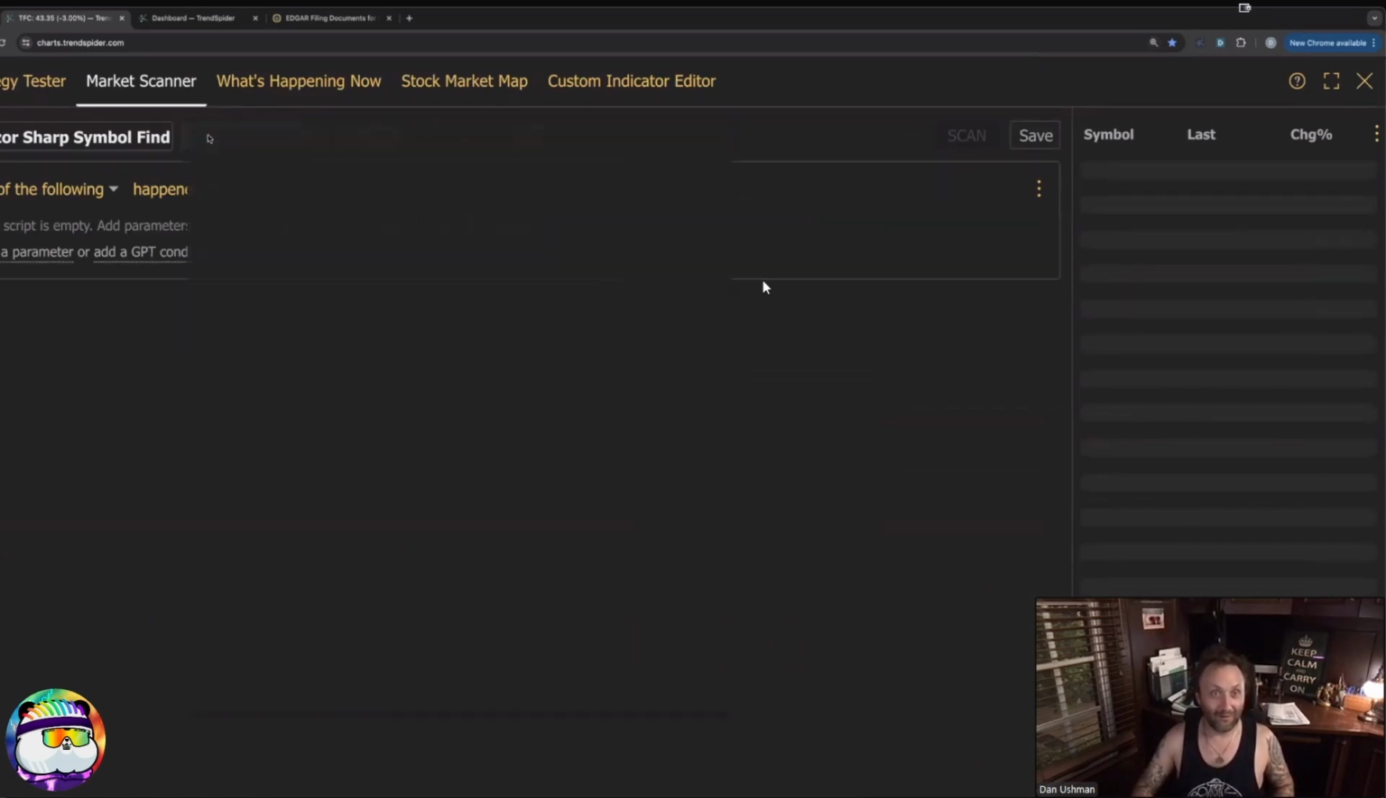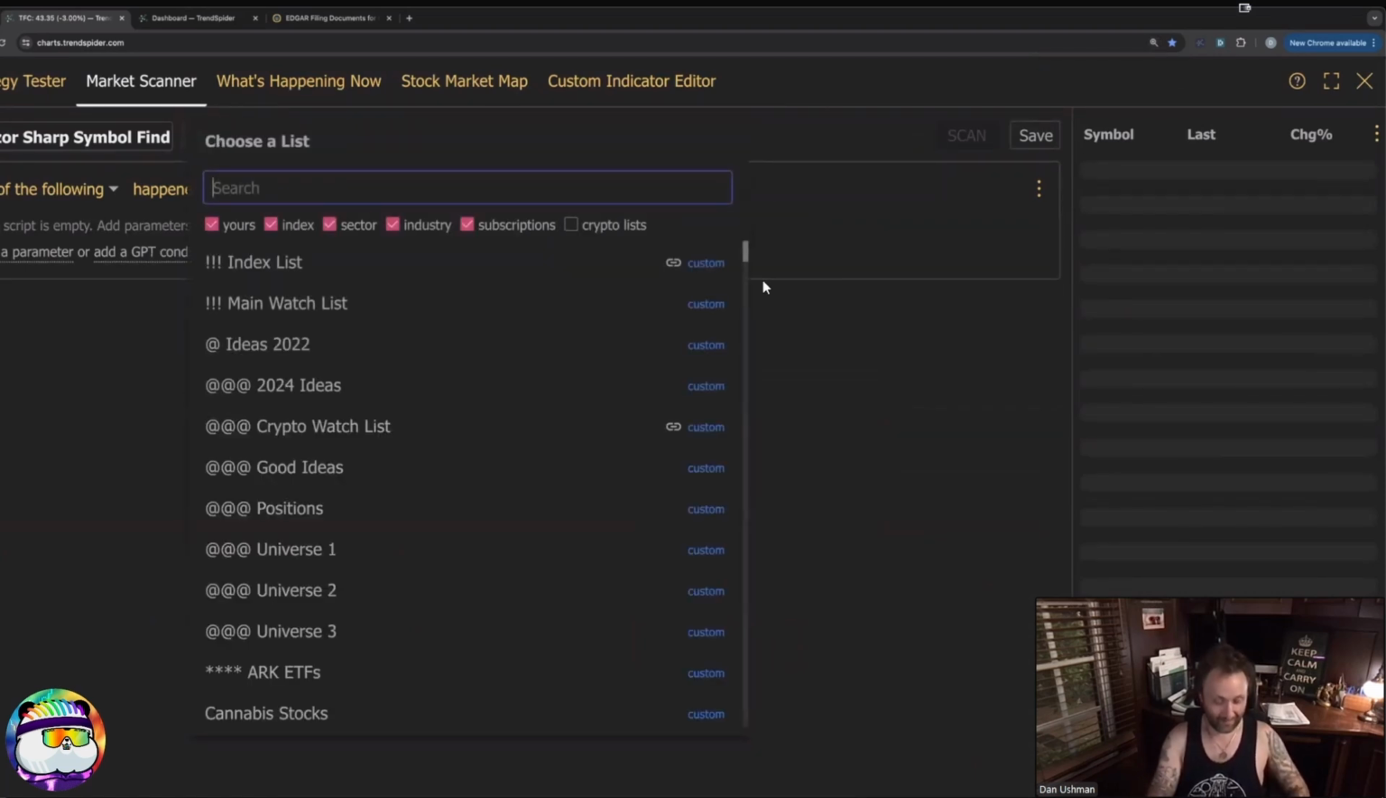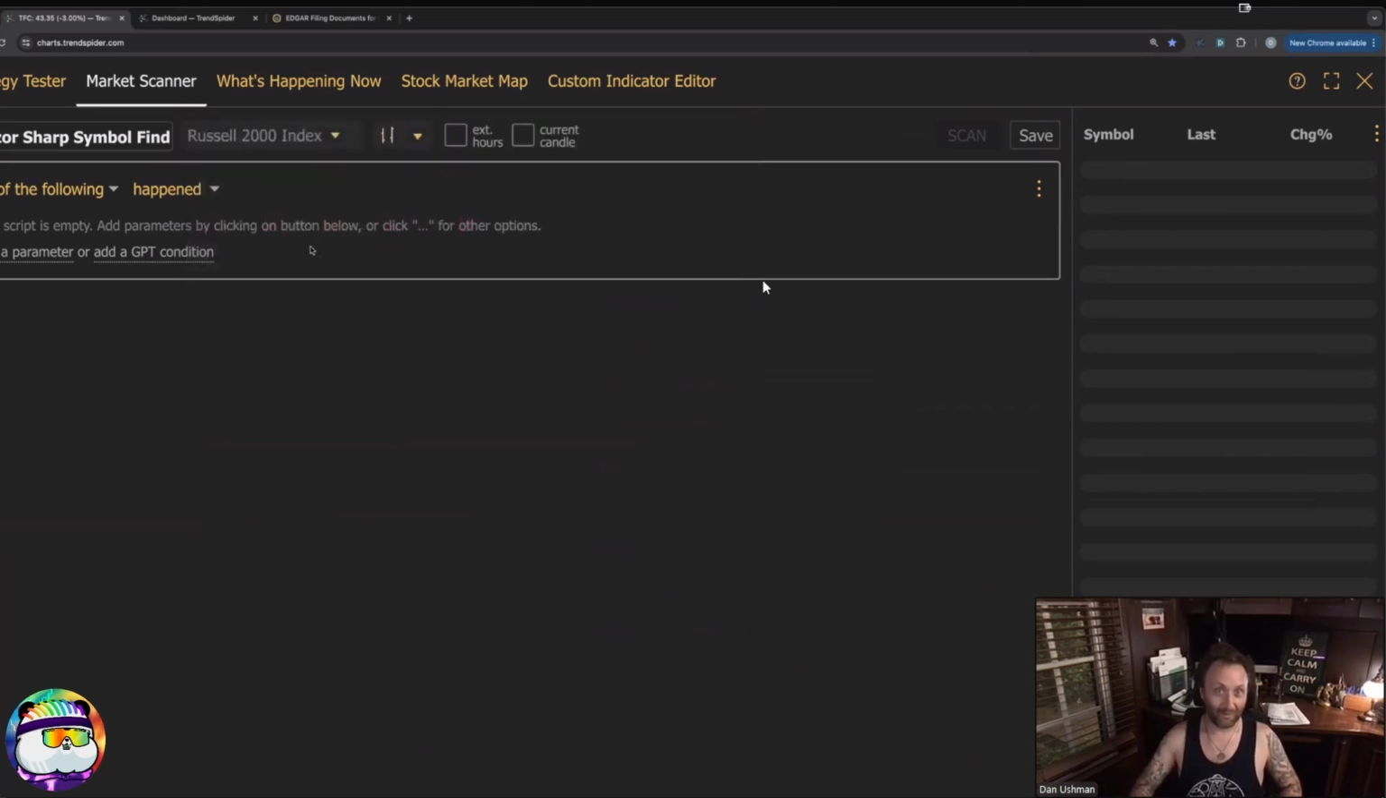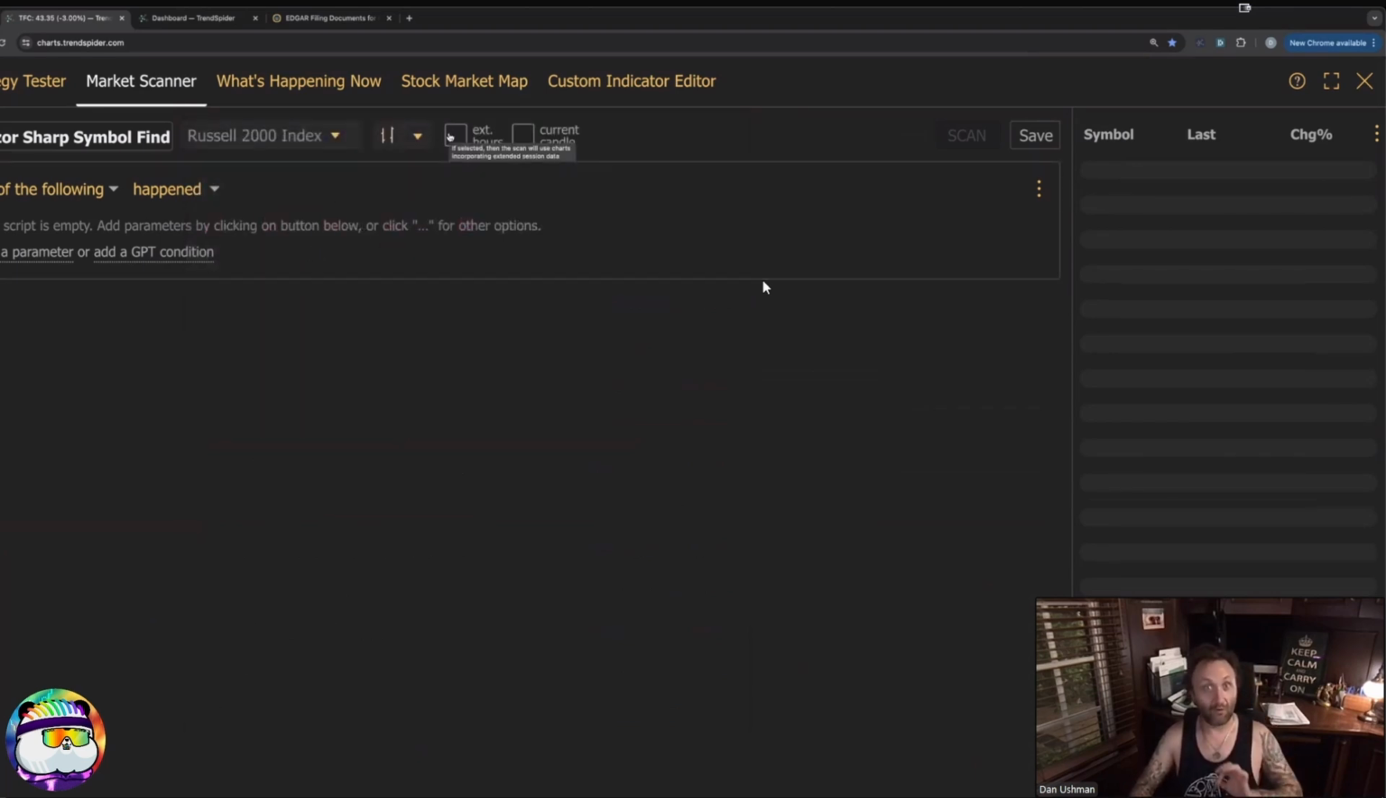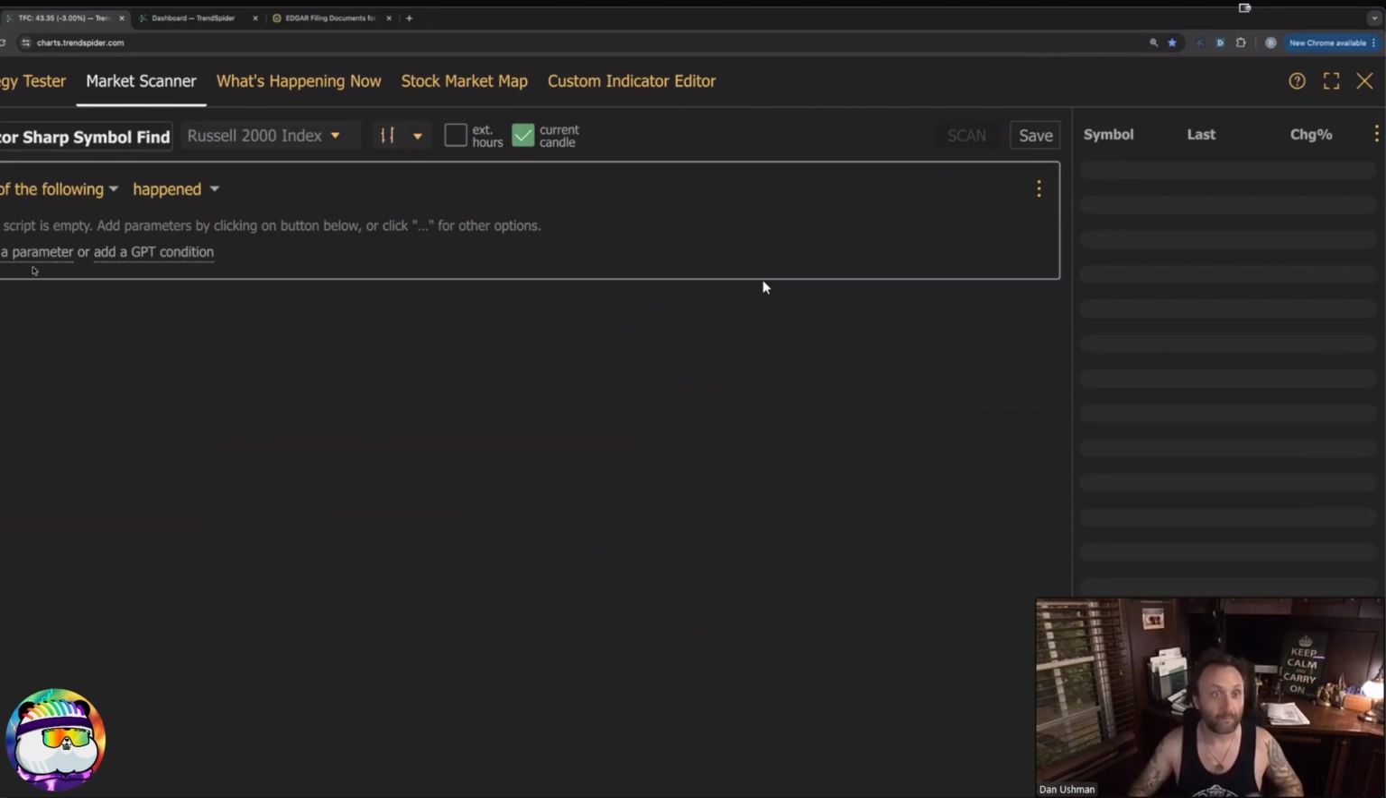So first thing you want to do is tell it where to look, right? Let's pick the Russell 2000. Next thing you want to tell it is, should it look at extended hours data or normal session only? I'm going to leave that normal session. And the current candle is telling it, should it look at the current open candle if the market is open right now, or should it ignore it? The market's closed, so it's not going to matter. But if you're scanning real time during the day, you should have this checked.